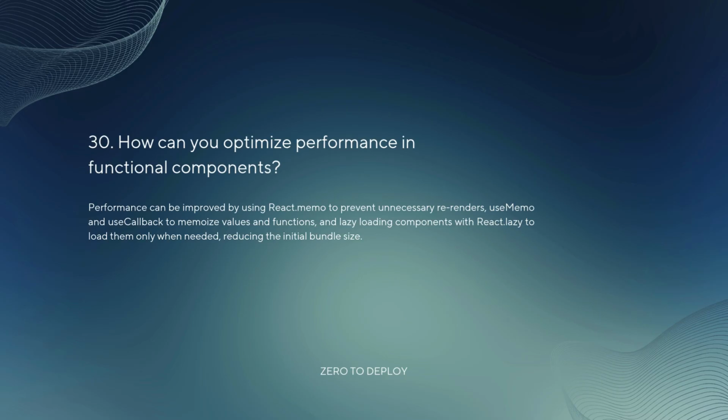How can you optimize performance in functional components? Performance can be improved by using React.memo to prevent unnecessary re-renders, useMemo and useCallback to memoize values and functions, and lazy loading components with React.lazy to load them only when needed, reducing the initial bundle size.